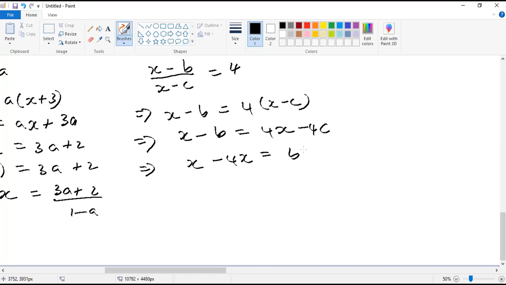so b, too close. Let me fix that. b minus 4c and x. Oh, this is just negative 3x. All right, I'm not like that too far. Let me fix that up. So this is negative 3x equals b minus 4c, and then we divide both sides by minus 3x.